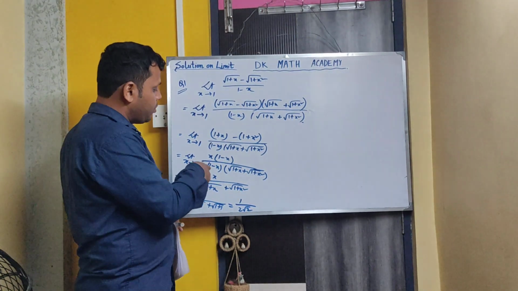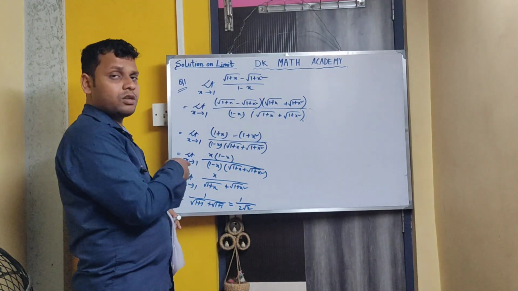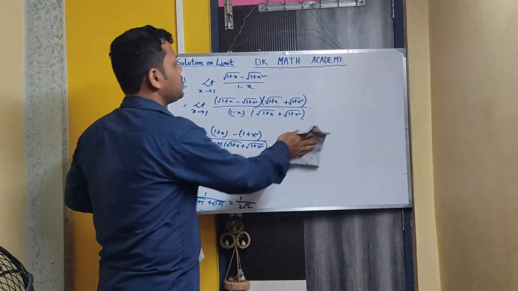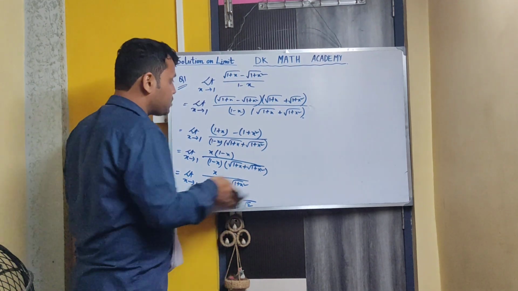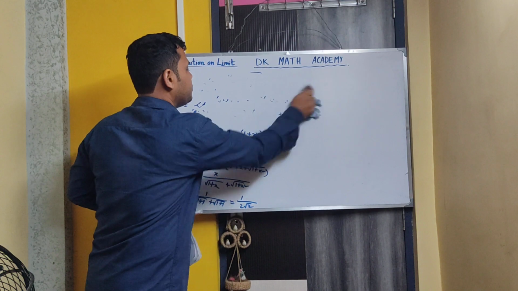Here we removed 1 minus x by the division law as x is not equal to 1, because here x tends to 1. X tends to 1 means x cannot be equal to 1. Let's see the next problem.